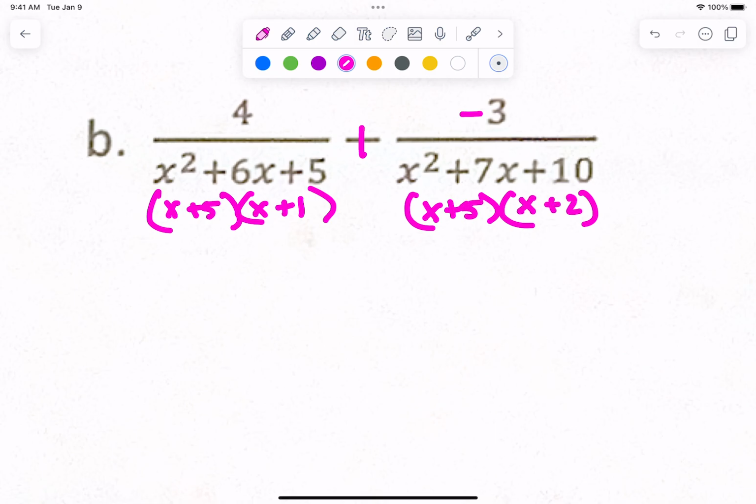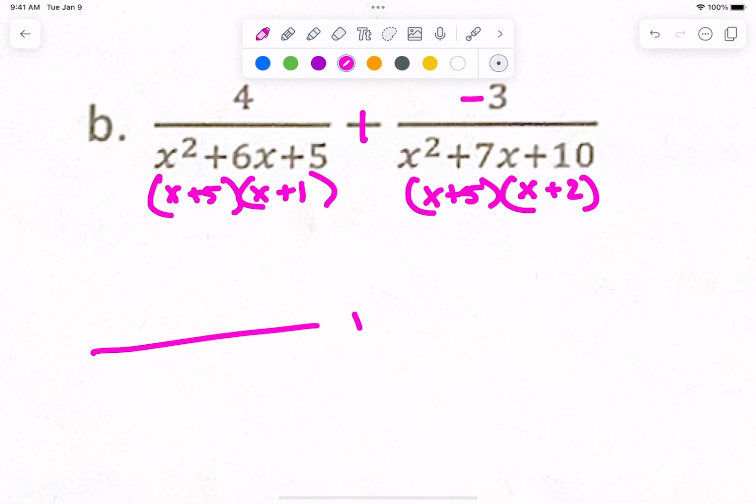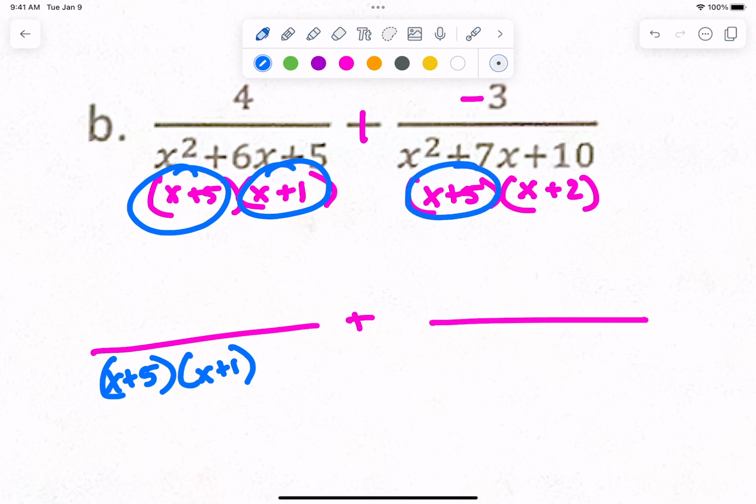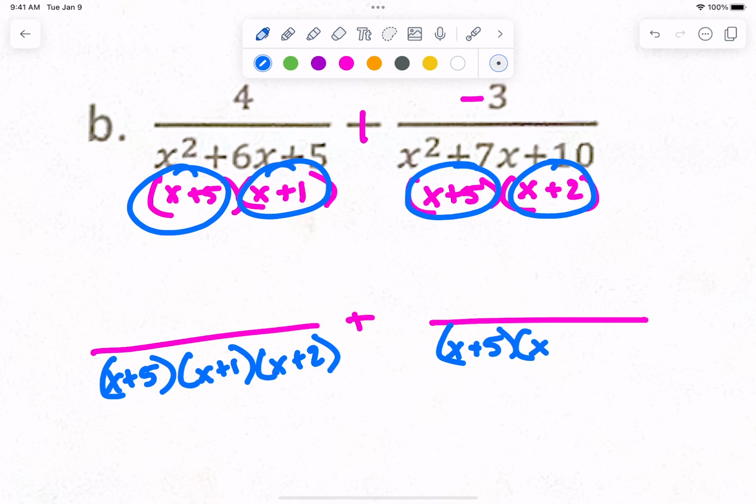Okay, so my common denominator needs to have an x plus 5. So I'm going to put x plus 5. I know I need an x plus 1, so I'm going to put an x plus 1. From the other one, I know I need an x plus 5, but I don't need two of them. And I need an x plus 2. And that's it, right? That covers all three of them. x plus 5, x plus 1, x plus 2.